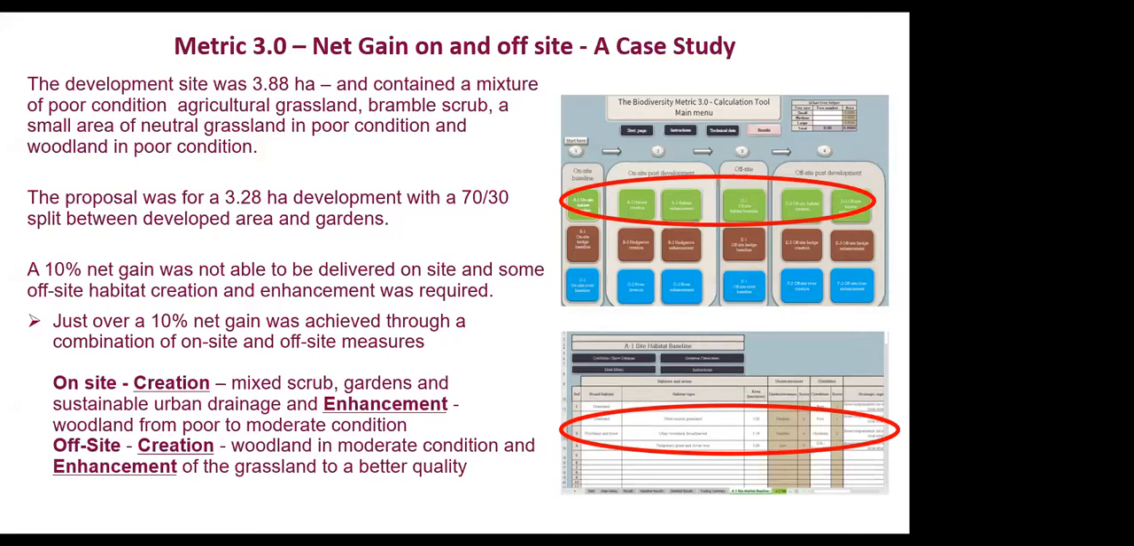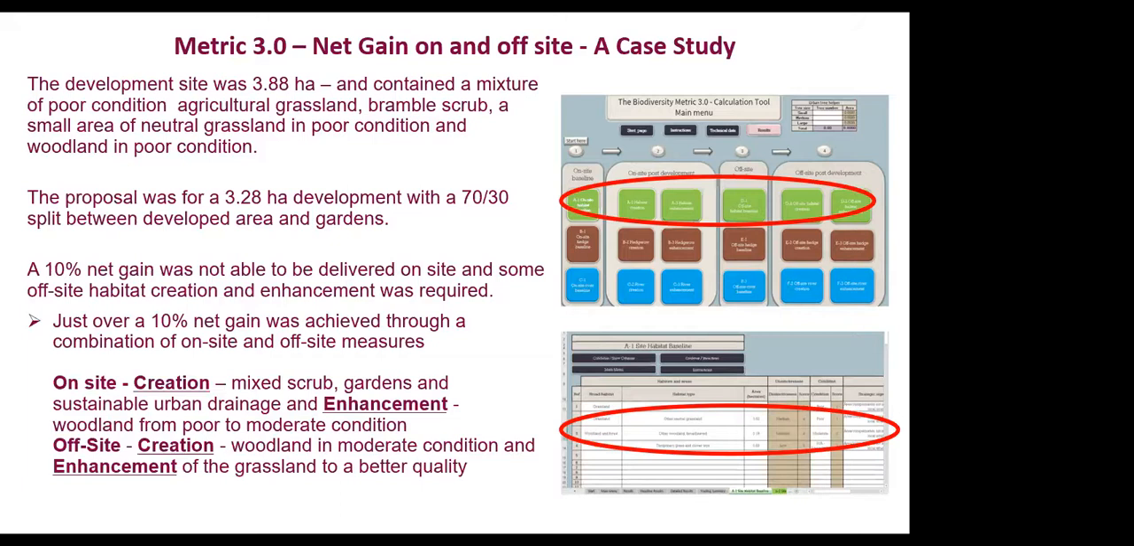So in combination with the on-site and off-site measures, a 10% gain was eventually delivered by creating some mixed scrub, some gardens, and some sustainable urban drainage on site, by retaining and enhancing the existing woodland, but also by creating some new woodland off site, as well as the enhancement of some grassland off site. So it required both on-site and off-site use.